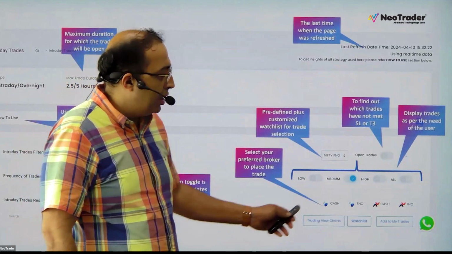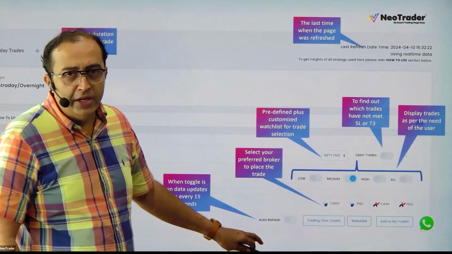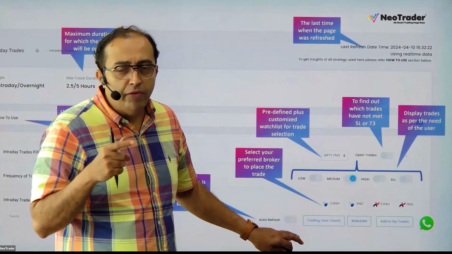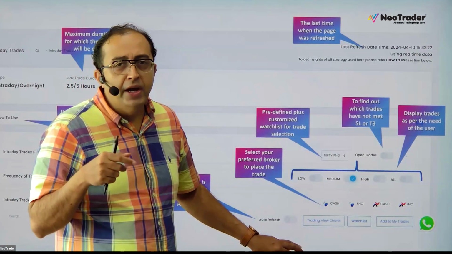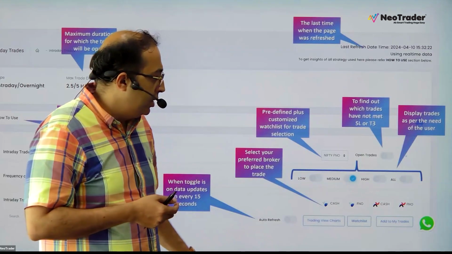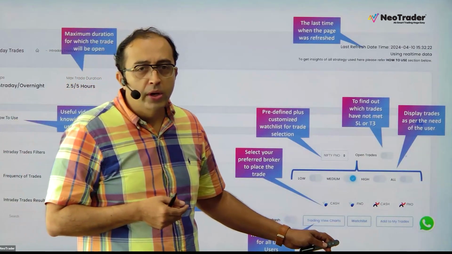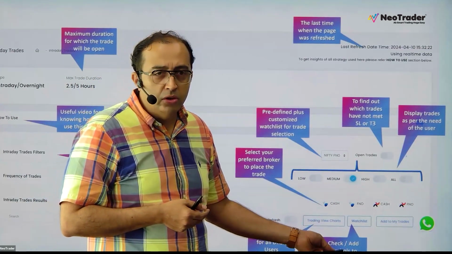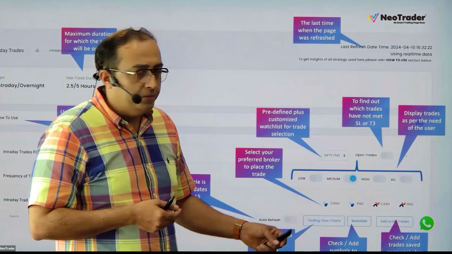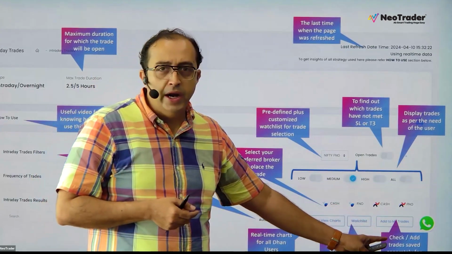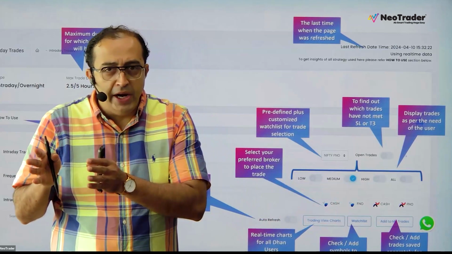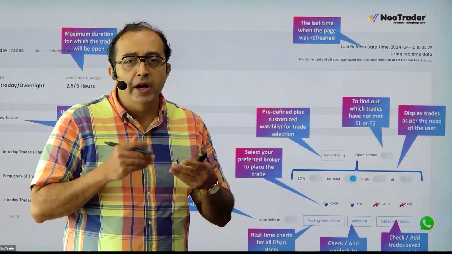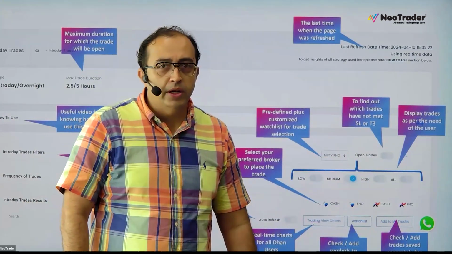Now, other aspects of the page remain the same. This is the auto refresh, which is active only when the market is on, and then it will continuously check the trade bucket to see if any trades are getting generated in NeoTrader. Again, similarly, you can see the TradingView charts here. You can create your own watch list, add some stocks to the watch list, and then you can add a particular trade to your special bucket, which you can retrieve to see what trades you have taken. So if you want to see what trades you have taken, you can go to this particular section and check it out.